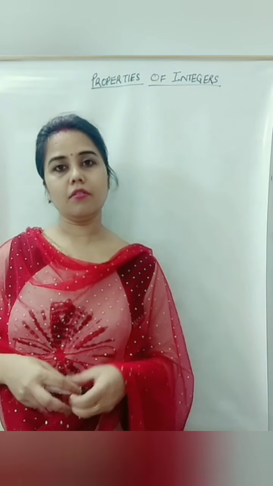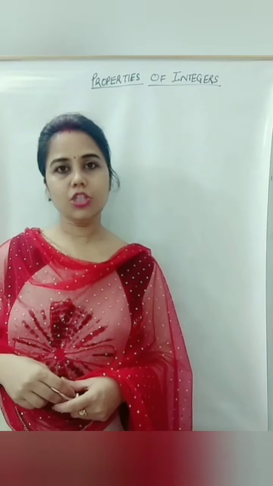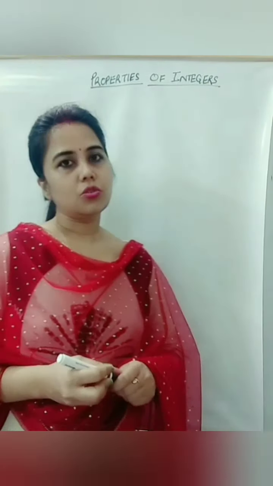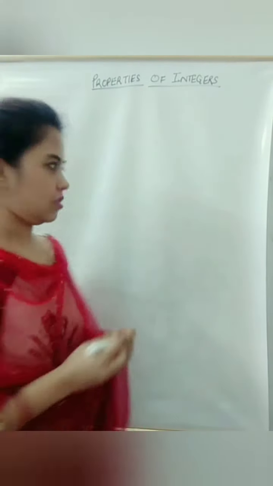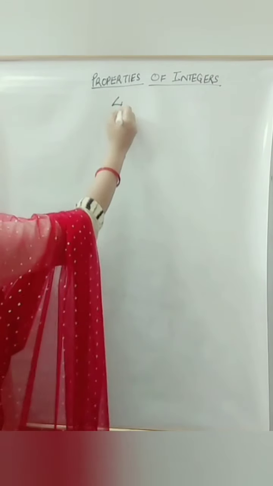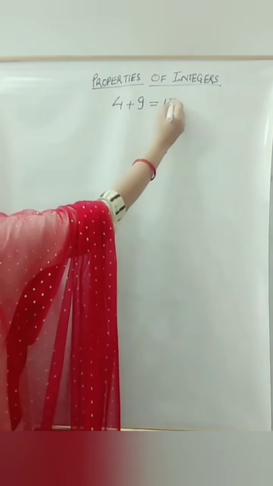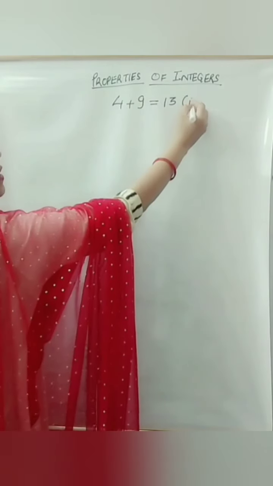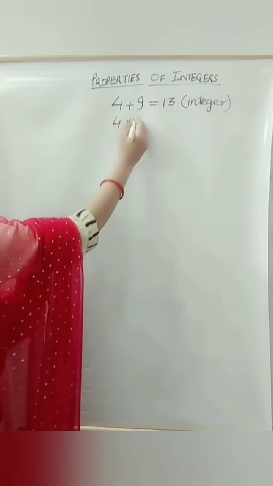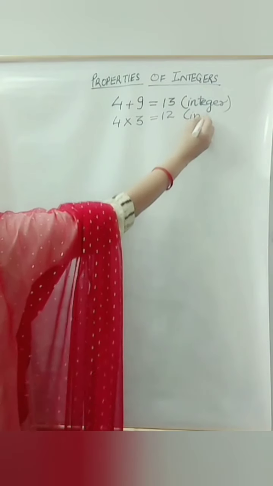So we will check addition, subtraction, multiplication and division, and we'll check whether we are getting integers only or not. So let's start. I'm going to first add two integers. If I'm going to add 4 plus 9, 4 is a positive integer and 9 is a positive integer. So this is 13. This is an integer. We are getting integers. If we are going to multiply 4 into 3, we are getting 12. This is also an integer.